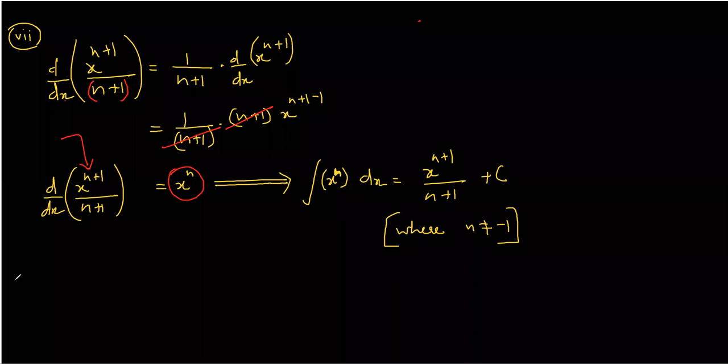eighth. Eighth is d by dx of a raised to x, which is constant raised to variable. You know, derivative of a raised to x is a raised to x into log of a. What is derivative of a raised to x? It is a raised to x into log of a.